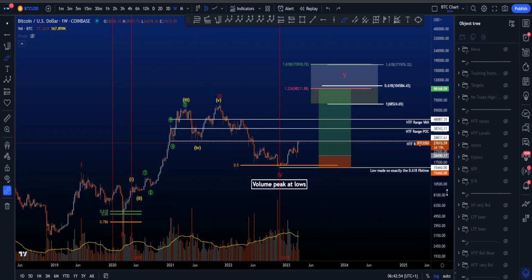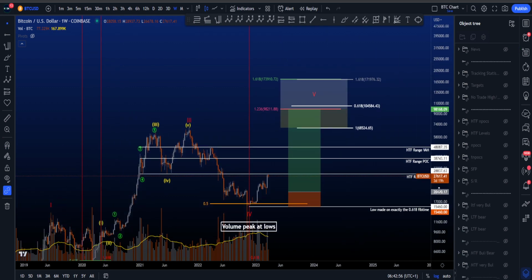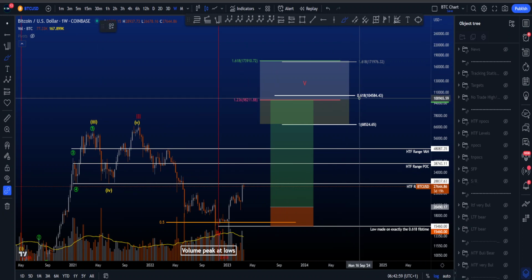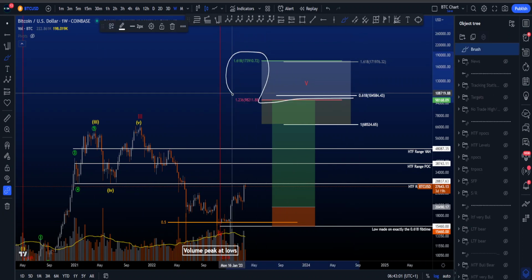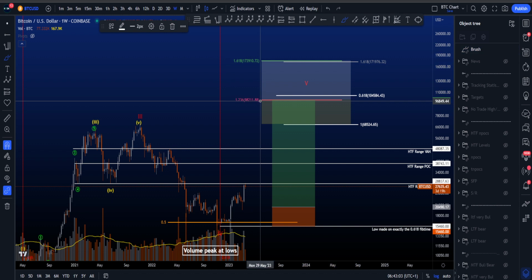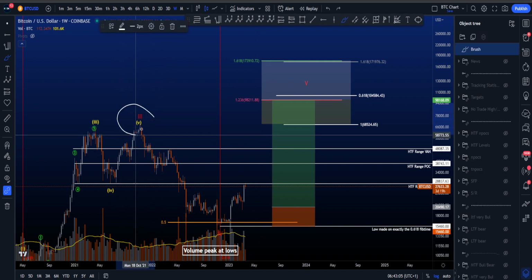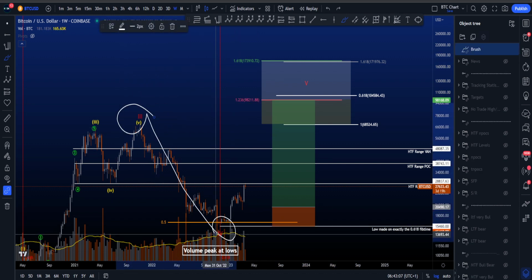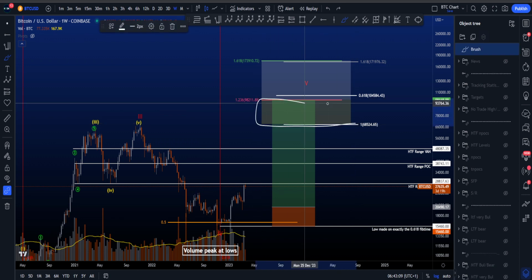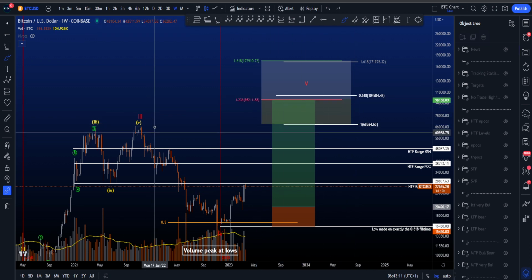Now the targets for a wave 5 in this scenario is the most common target between the 1.618 and the 1.236, which is 98k to 174k, fibs taken from the high of 3 to the low of 4, with the more rare target being over here, the yellow box, between basically the all-time high and 98k.